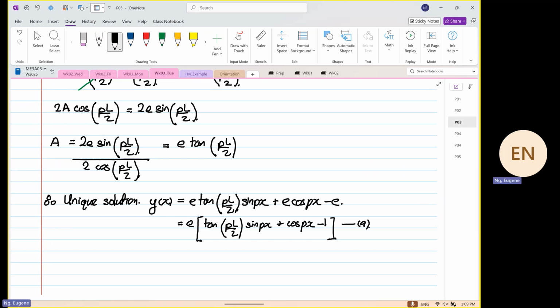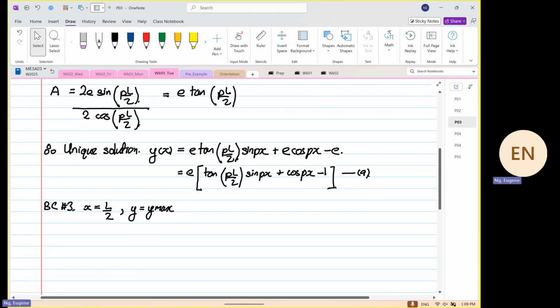Now there's one more condition that we know. Okay. So we know we're going to apply boundary condition number 3. It has to satisfy this boundary condition, as in when x is equal to L/2, y is equal to y max. Okay. So we are going to substitute this equation inside, right, into equation number 9.